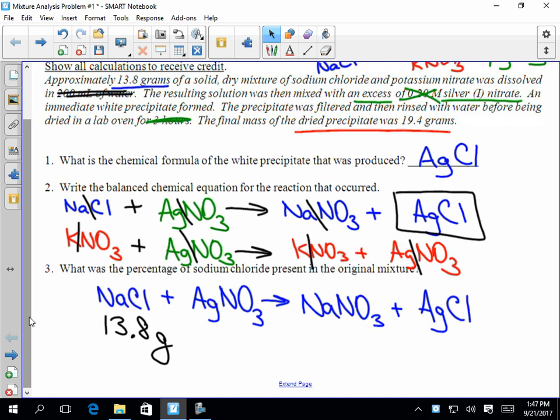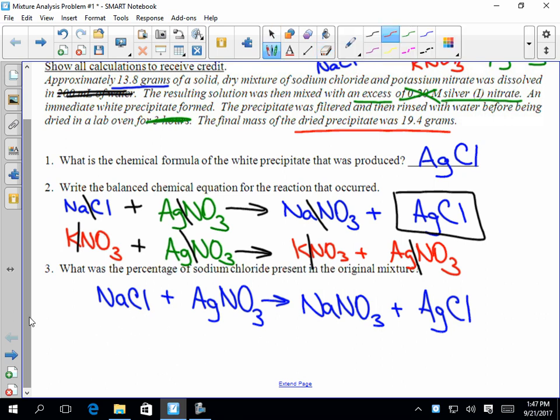No. That's the mixture mass. We can't get a formula weight of a mixture. I know some of you did, or some of you wanted to. You said 58 and 101, and you added it to, no. So what we have to do is we have to say, I can't use that number. I can't use that number yet.